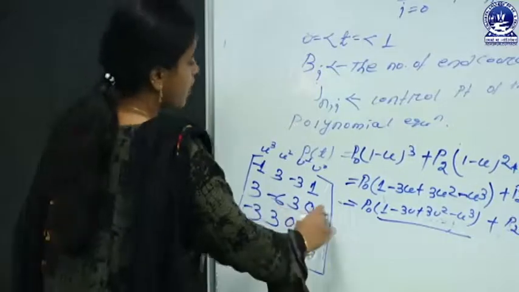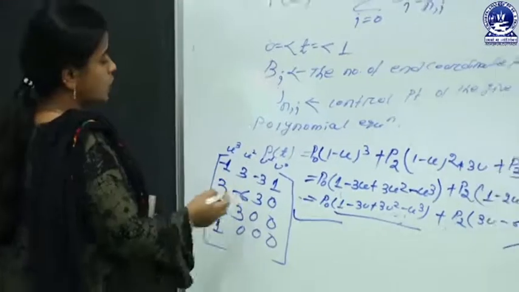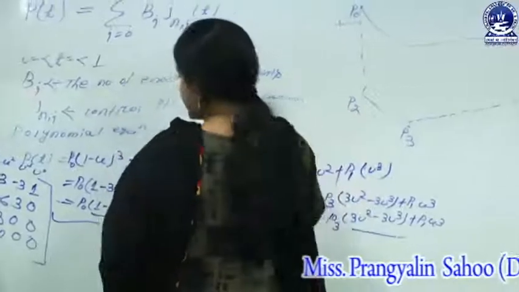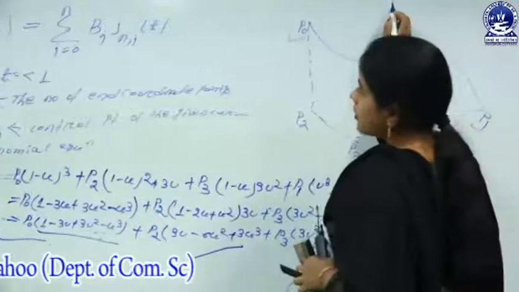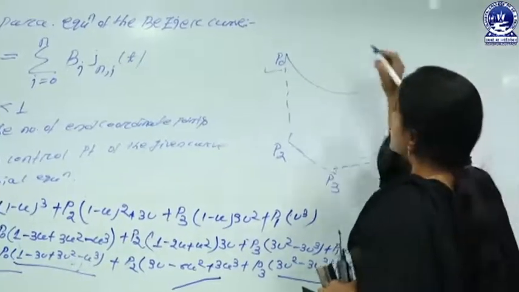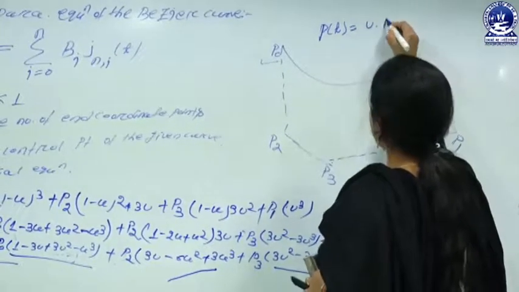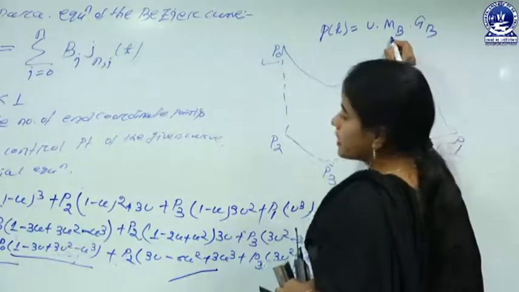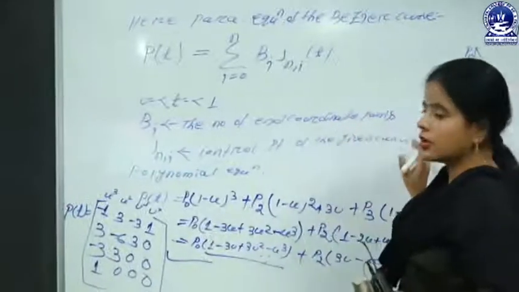So here is the expression of the given parametric equation of the Bezier cubic curve, through which we can easily calculate all the intermediate pixel points. By using this given Bezier curve parametric equation, the normal equation for finding all the intermediate pixel points is P of t equal to U dot M of B dot G of B, and M of B specifies the intermediate pixel points of the given Bezier curve.